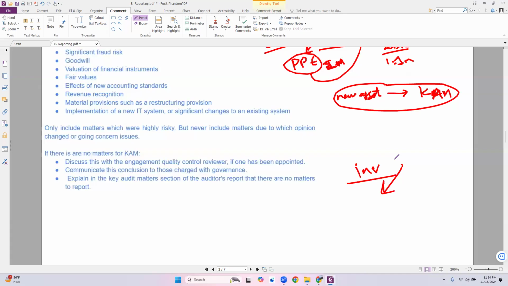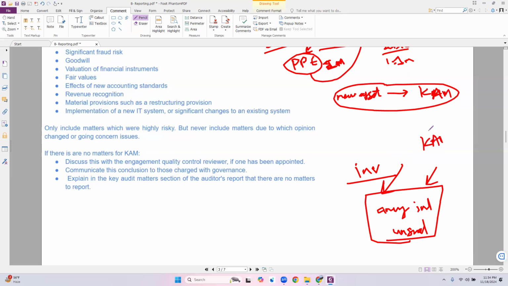I'm not talking about that. What I'm saying is, what happened in the year? What happened in the year? Okay, so in short, remember this. Anything new that is included and it is unusual, not a normal thing that occurs, is always included within CAM. This is the basic thing that you need to understand.